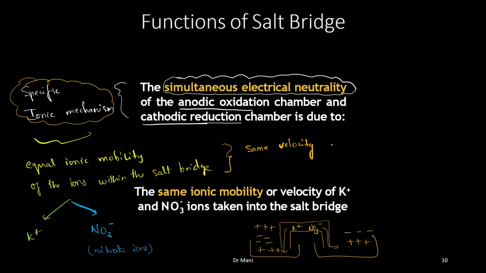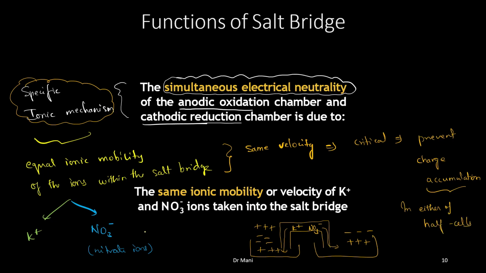So this same velocity is very, very critical. Remember this, very important. Why? It will prevent the charge accumulation in any of these half cells. So you can write it like in either of the half cells. Clear?